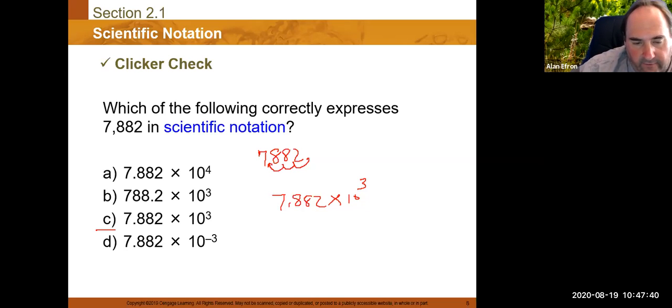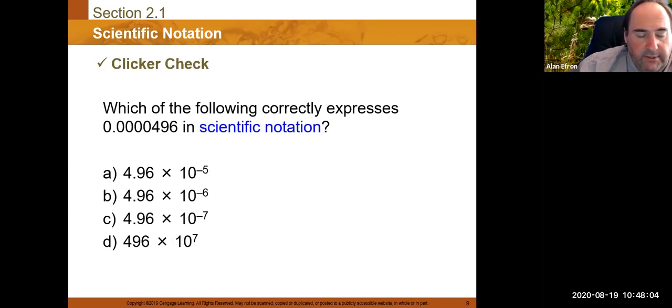Again, 4 places obviously would put us before the 7. And this is not a number between 1 and 10, this guy here. And this one also has a negative number, which means we actually would be going the other way. And we'd have 0.007. So C would be the correct one here.